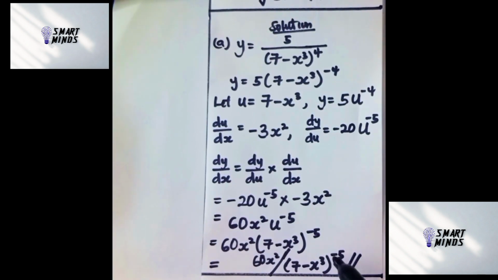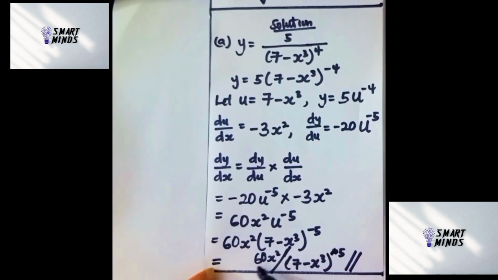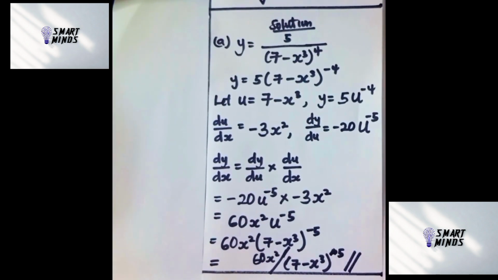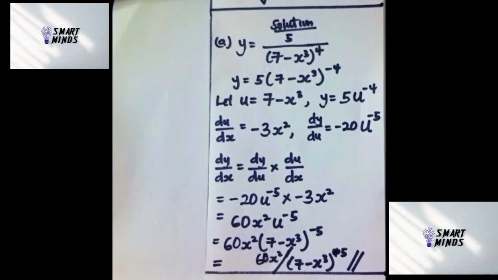Alright, so minus should leave this expression. So that will be 60x squared all over, open bracket, 7 minus x raised to power 3 all raised to power 5. Take note of it, all raised to power 5. No more negative sign there.